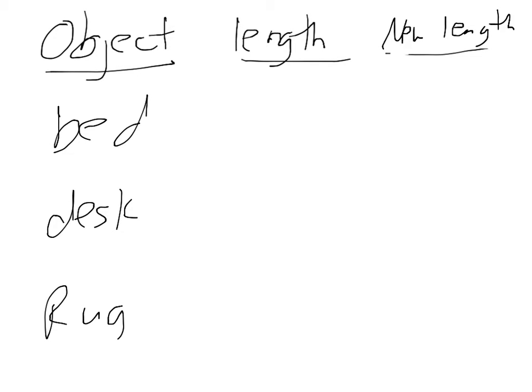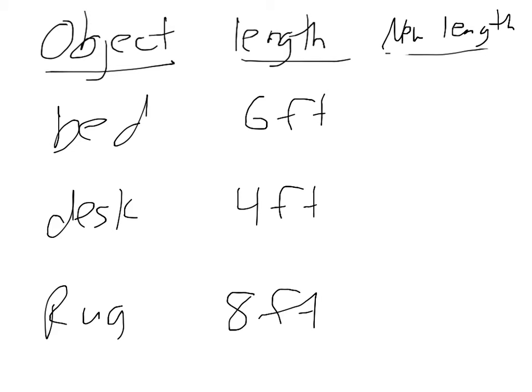So the bed has an original length of 6 feet. The desk is 4 feet, and the rug is 8 feet. And let's say the scale is for every 1 foot, it's going to be 2 inches. Since I have 6 feet, what am I going to draw it as? Well, if 1 foot is 2 inches, I'll multiply 6 by 2, and on my paper it's going to be 12 inches.